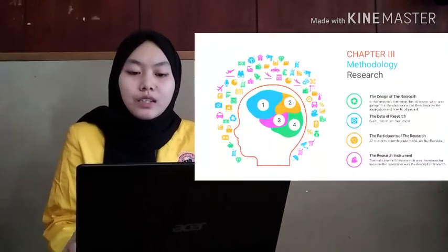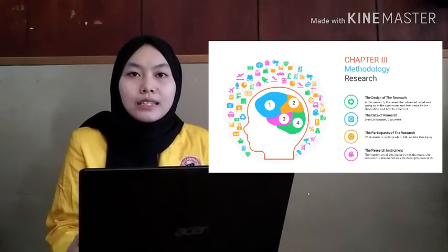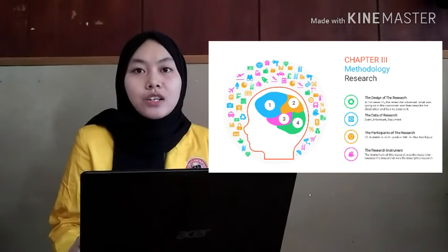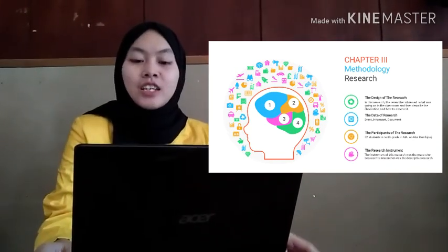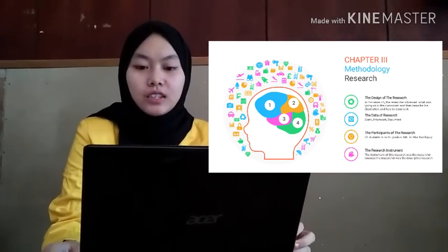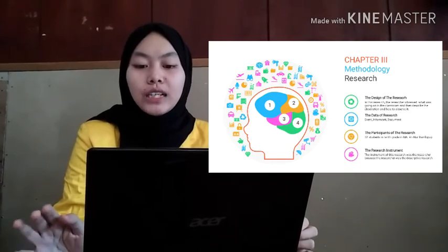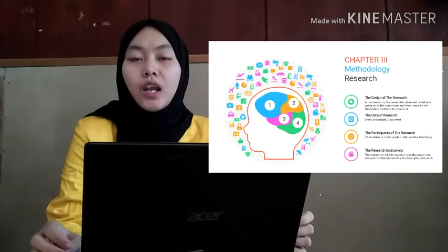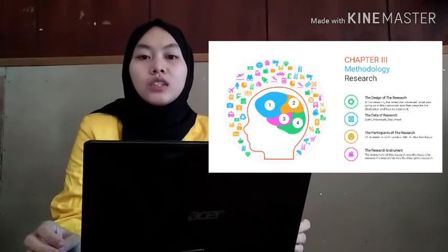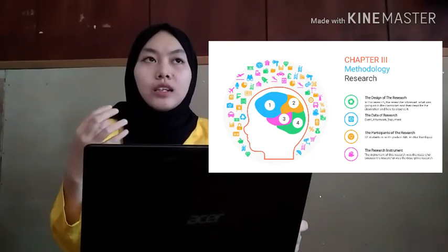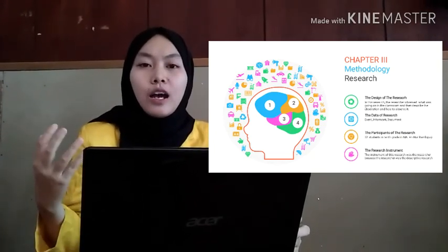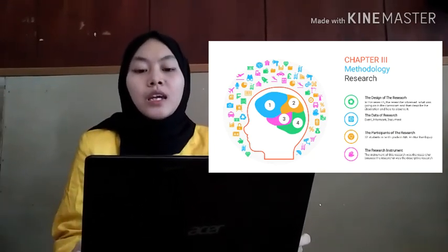For the last chapter, chapter 3, research methodology. There are 4 parts. The first is the design of the research. In this research, the researcher observed what was going on in the classroom and then described the observation and how to observe it. So the researcher finds how the picture series works in the classroom.